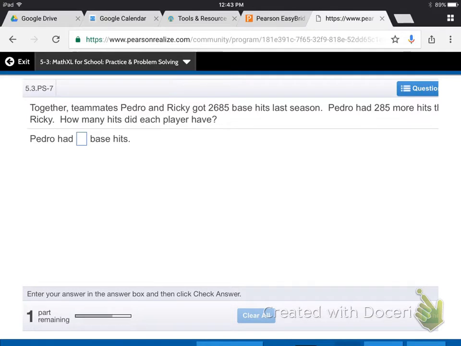It says, together, teammates Pedro and Ricky got 2,685 base hits last season. I assume this is baseball. It says Pedro had 285 more hits than Ricky. How many hits did each player have? So what I'm going to show you is how to set up the information that's given and to solve this system of equations using substitution.